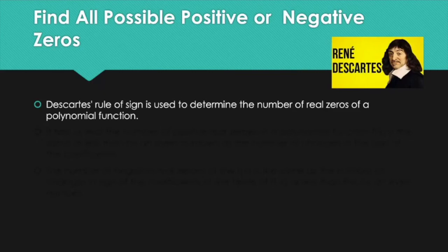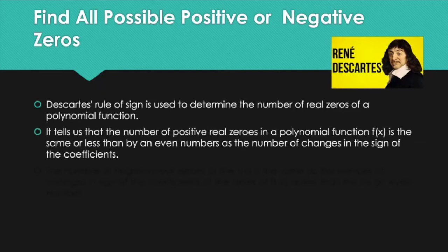Descartes' rule of signs is used to determine the number of real zeros of a polynomial function. It tells us the number of positive real zeros in a polynomial function f of x is the same or less than by an even number as the number of changes in the sign of the coefficients. We will do an example of this, but I need you to keep this. I have sent this to notes for you to have in front of you so that if you forget what I'm talking about, you can look back on this and say, oh yeah, it's the change of the signs. At this moment, you won't know what that means until we do some examples.